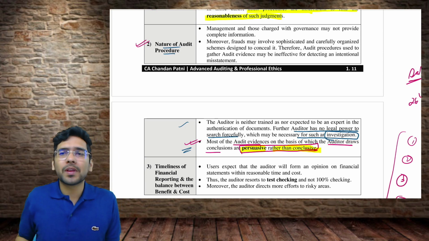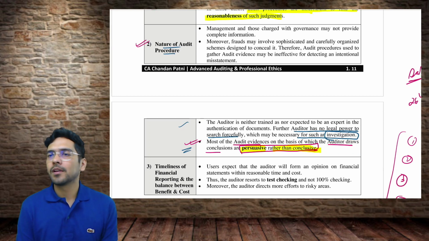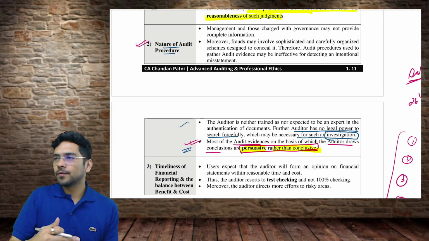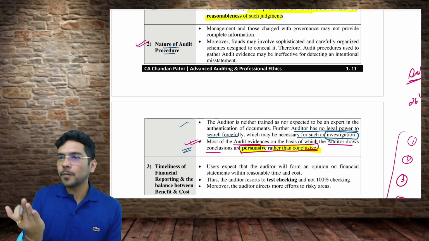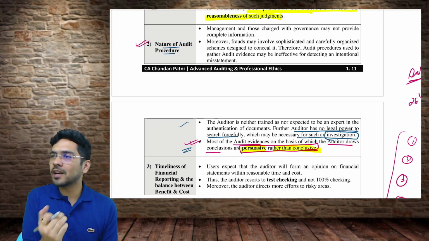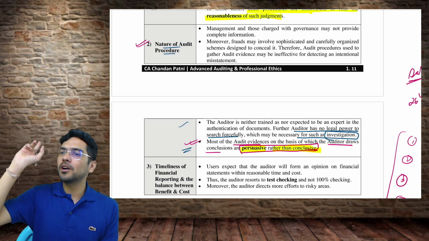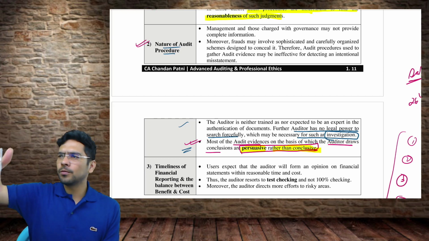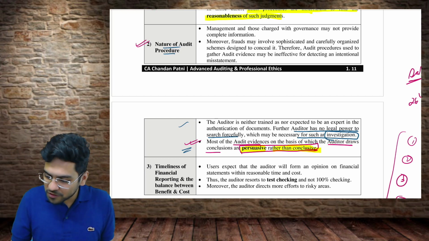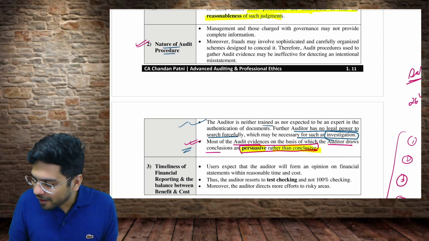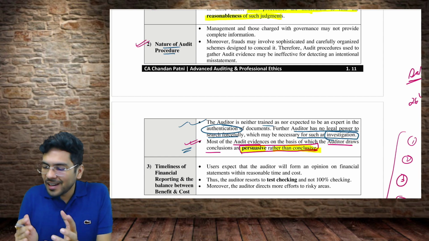Okay, and let's say I ask them for a bank statement. They make the statement by themselves, put in the seal and signature and sign like a manager. Will I go to the branch manager to check the authenticity of the signature? Am I trained to do that? I am not a forensic expert like in the CID serial and all that you see, right? I'll believe it, right? So it says auditor is neither trained nor expected to be an expert in authentication of documents.